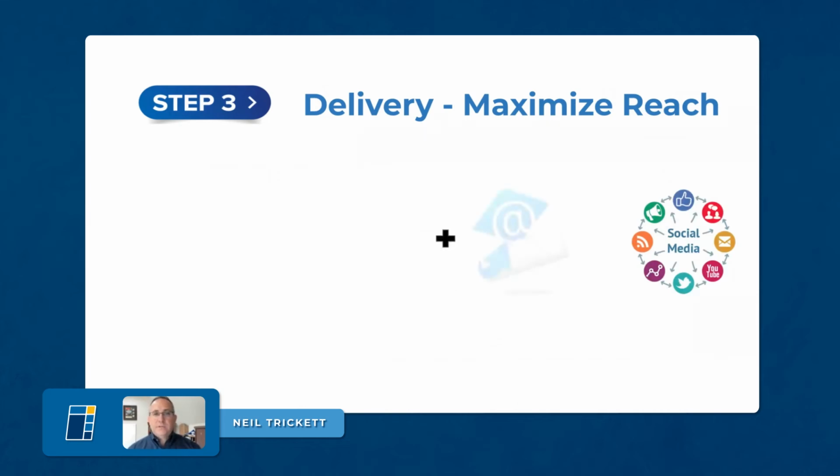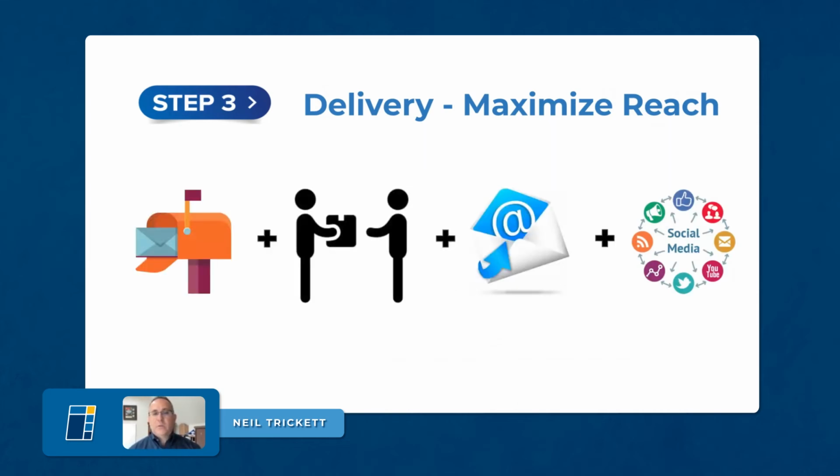So we want to make sure that we're hitting lots of different channels. These different things here are called channels. We've got direct mail as a channel. We've got in-person handouts as a channel. We've got email as a channel. We've got social media as a channel, right?